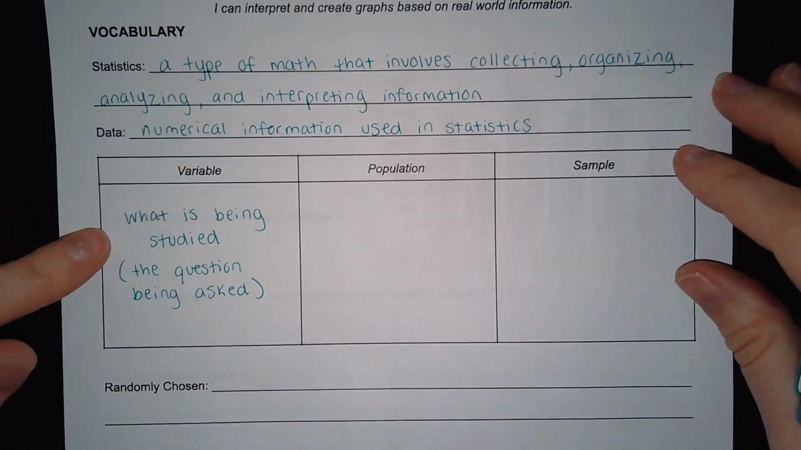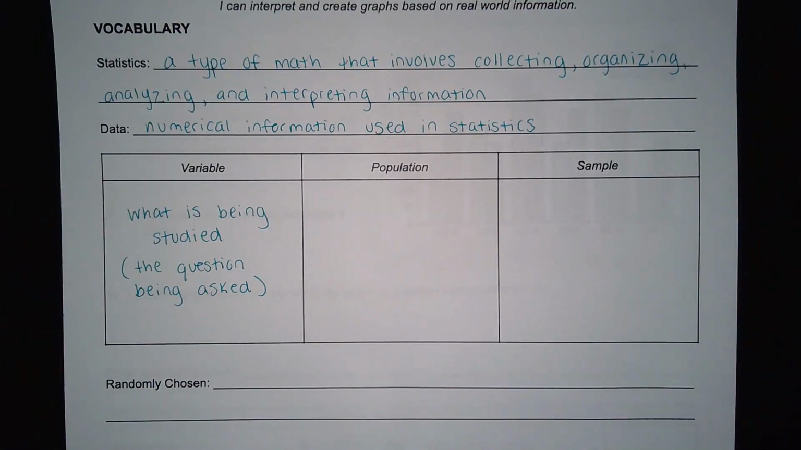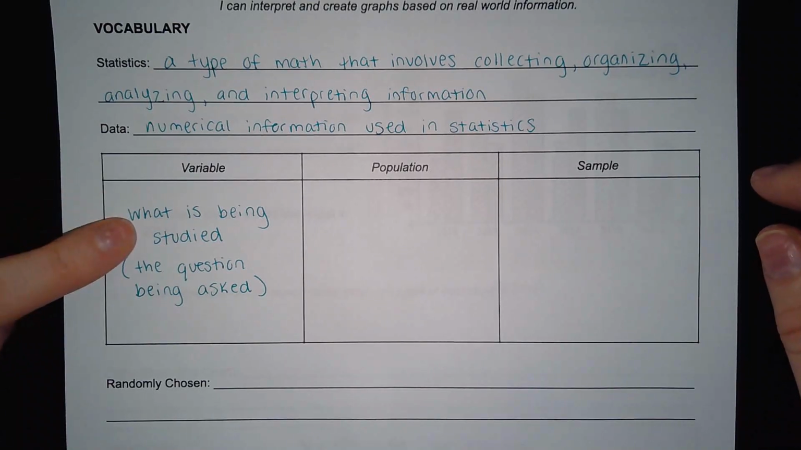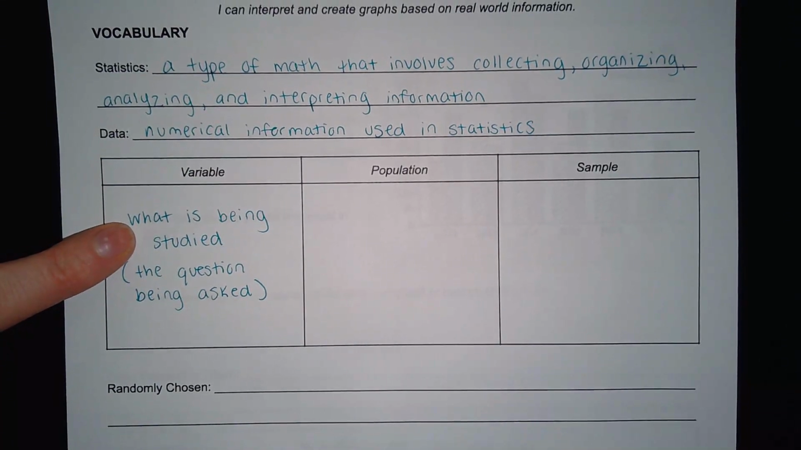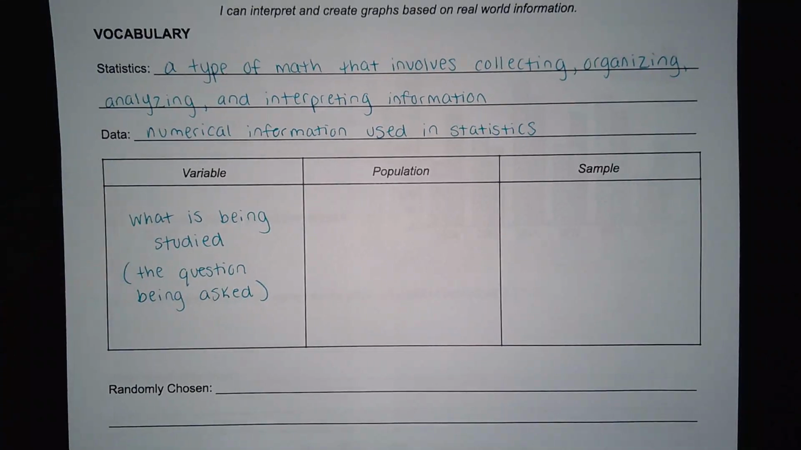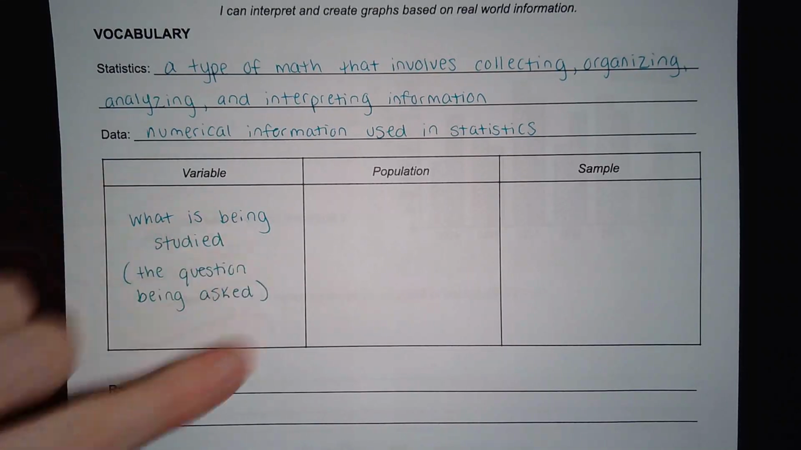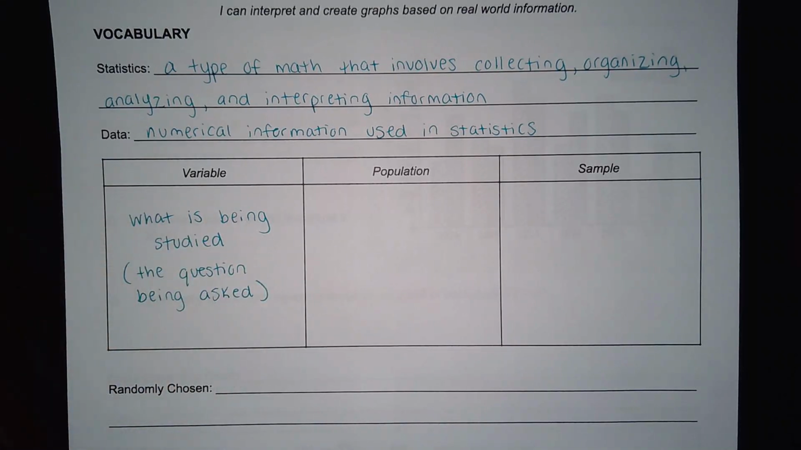So this is like, if I ask you, how many hours a week do you work? That's a question being asked. That's my variable. That's what I'm trying to study. Or does this new medicine help you lose weight? Your weight would be what we're studying, how many pounds, etc. So the variable is what is being studied or the question being asked.